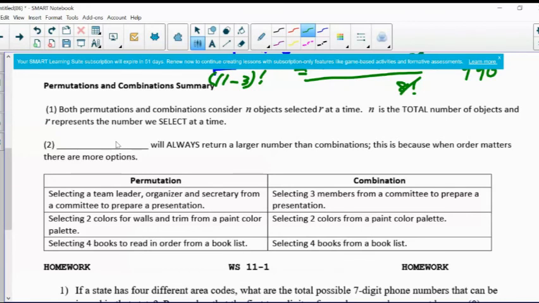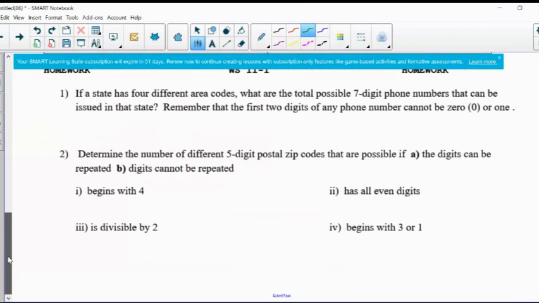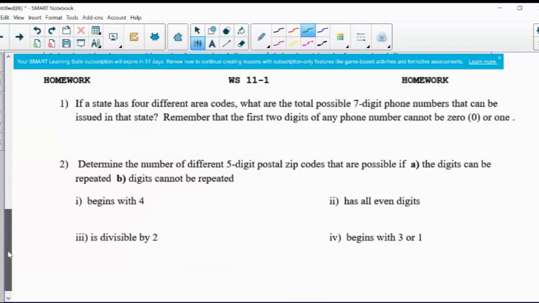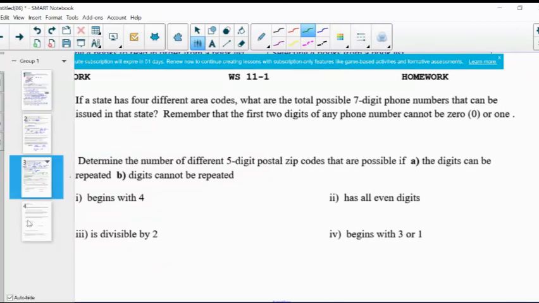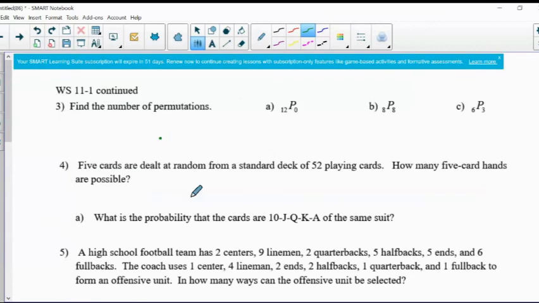Just a little reminder. Both permutations and combinations select n objects r at a time. n is the total number of objects and r is the number we select. Which one will always have more? So in your head, you should be like, well, since it says combinations, you know the other choice is just a permutation. Permutations should always have more because the order matters. When the order doesn't matter, we can eliminate duplicates.